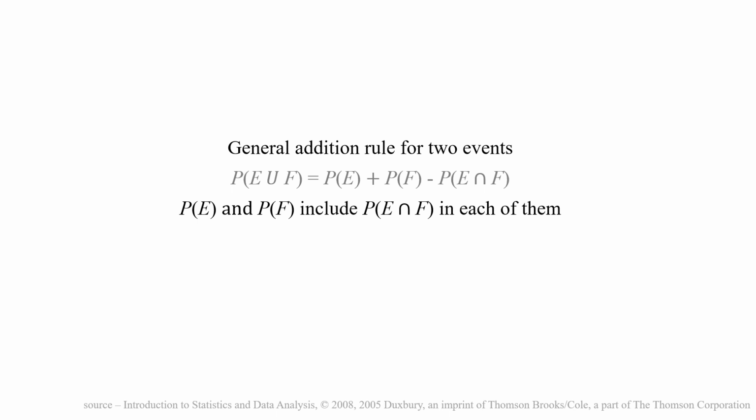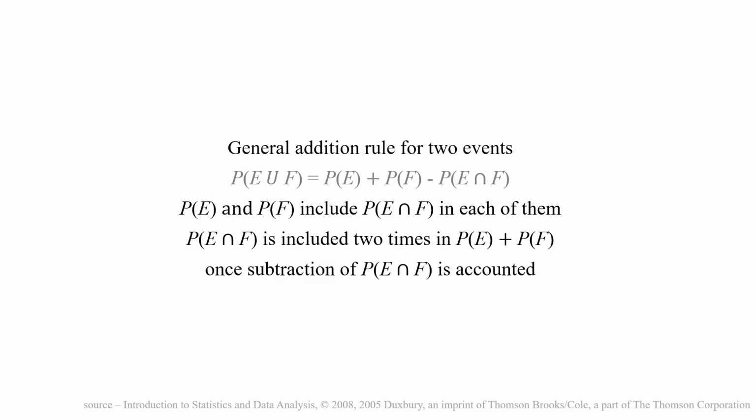In the above general addition rule, since probability of E and probability of F include the probability of the common outcomes, probability of E intersection F in each of them, in other words, probability of E intersection F is included or added 2 times in probability of E plus probability of F, and one subtraction of probability of E intersection F is accounted for in the above equation.